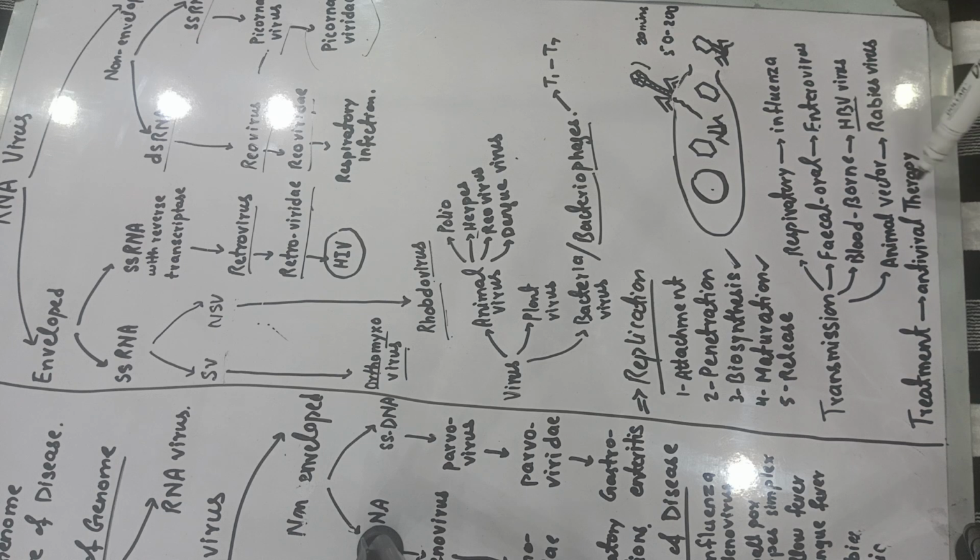Last is the animal vector. Some viruses are spread by animals, such as the rabies virus, which is spread by a dog infected with it, and when this dog bites a person, it will cause rabies in that person. Lastly, for the treatment of viruses, you will give antiviral therapy to the patient, antiviral drugs, and some kinds of vaccines in order to treat them.